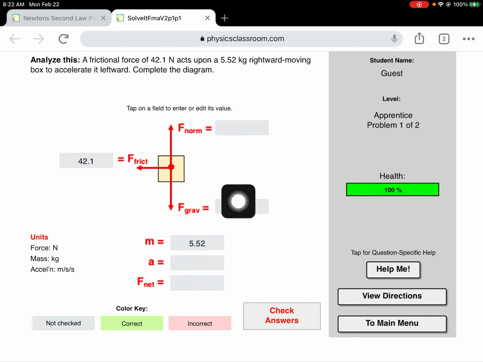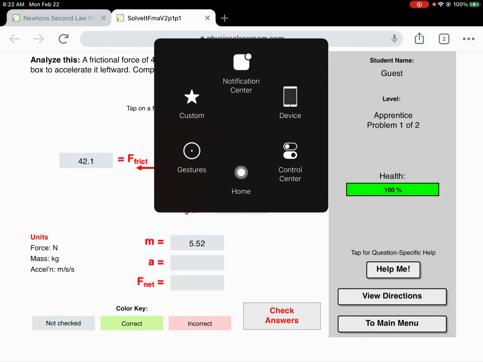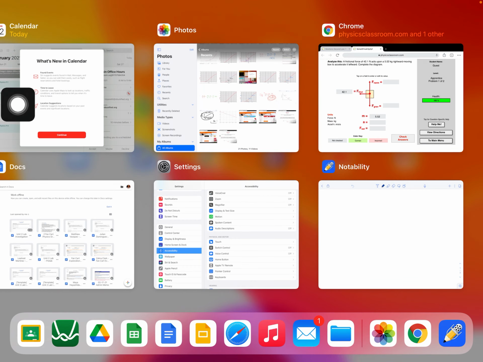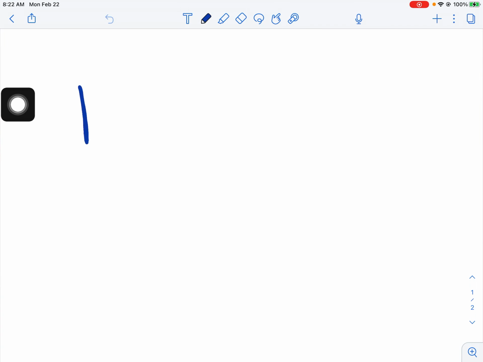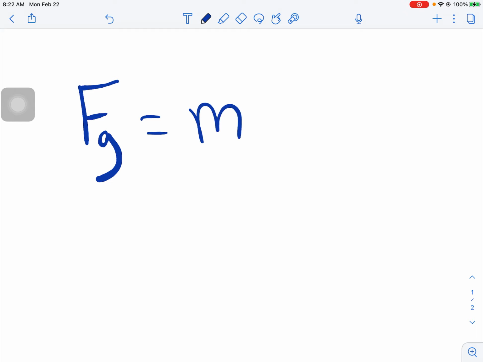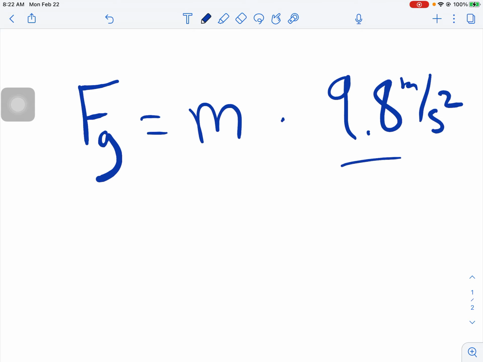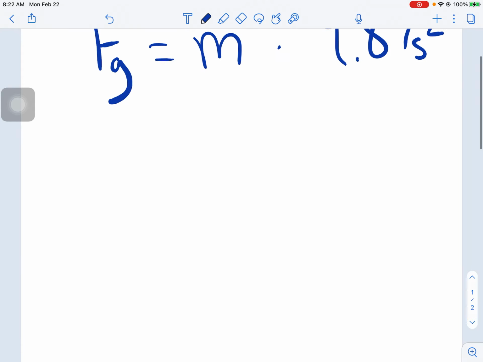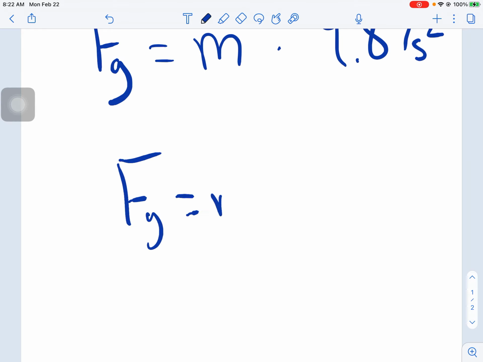It says force due to gravity, and it doesn't say what the force due to gravity is. That's because we have to calculate it. And it's really easy to calculate force due to gravity. All you have to do to find the force due to gravity is take the mass of the object and multiply it by 9.8 meters per second squared, or just multiply it by 9.8. It's really that easy. We often say force due to gravity equals mass times little g.